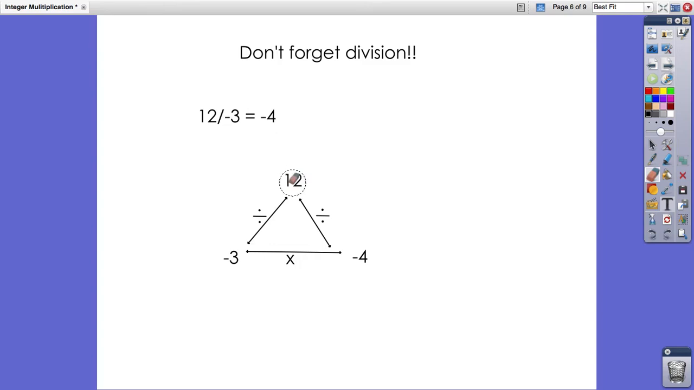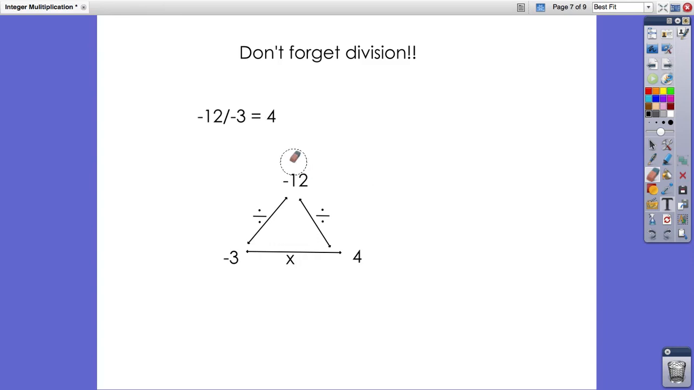So I'm using the triangle to try and show you why I know this 4 must be negative. Because we know we have a positive 12 on top, and we know we're dividing it by negative 3. But whatever number goes here needs to also be negative because we have a positive product. And the two numbers on the bottom need to multiply together to be the one on the top of this triangle.